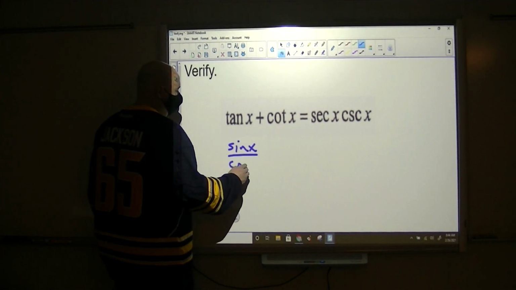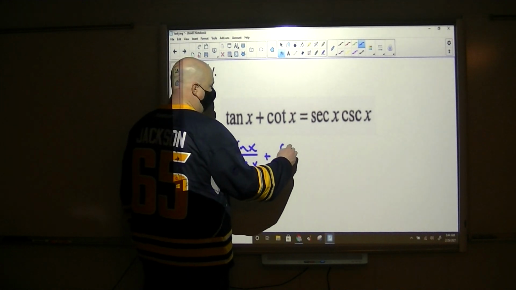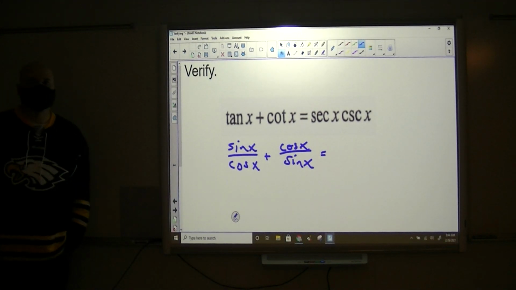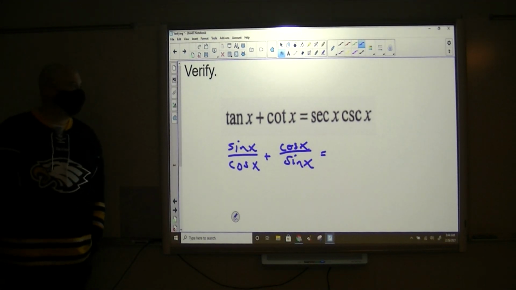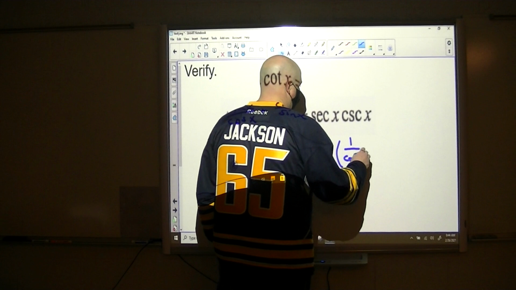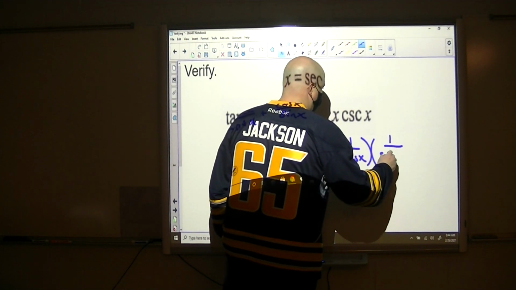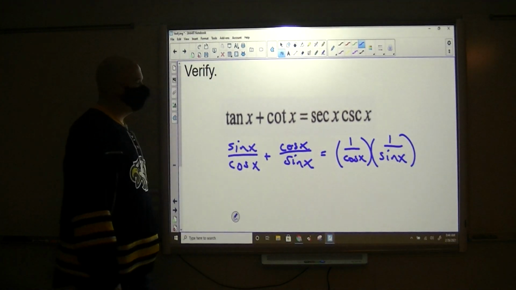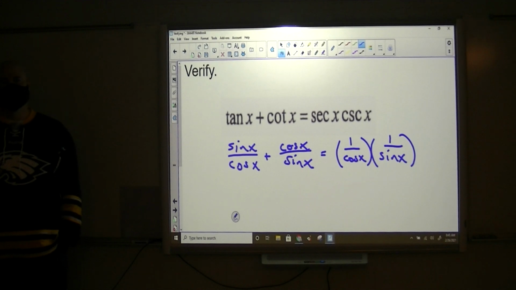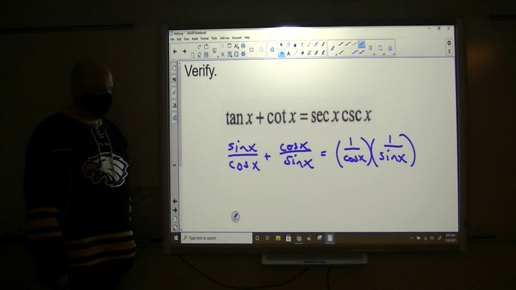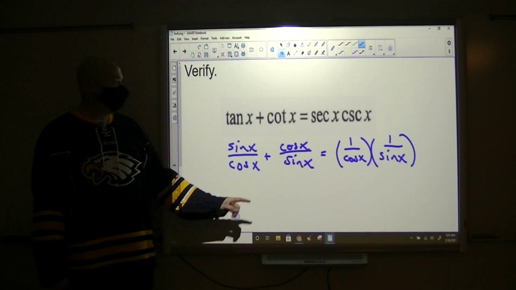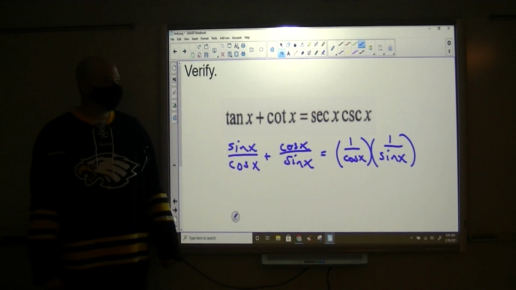Tangent x is sine x over cosine x plus cosine x over sine x, that's cotangent. Now over here, secant x is 1 over cosine x, and cosecant is 1 over sine. So it's subtle, but hopefully you realize these are not being added, but these are. Right? There's a plus sign here, but not over here. That matters.